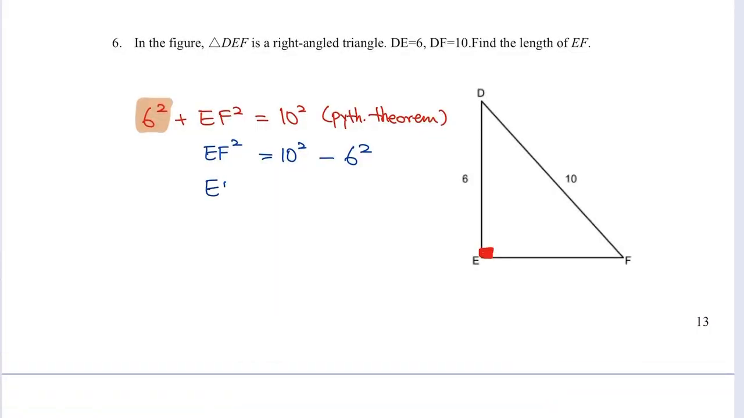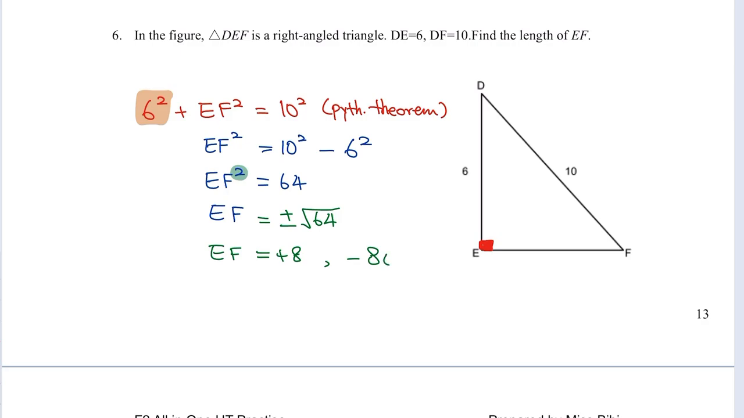So EF square equals 64. And if I don't need the square on top, what can I do? I can give a positive and negative square root. So EF will equal positive 8, since the square root of 64 is positive 8, and negative 8. Can I have the side as a negative? No, so you will be rejecting that one. So that's why EF is only 8. So that's for the practice 9 Pythagoras theorem.